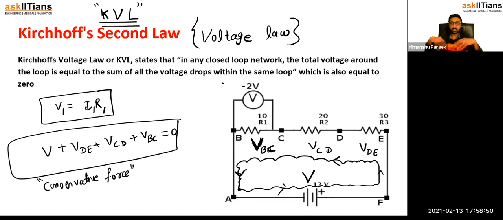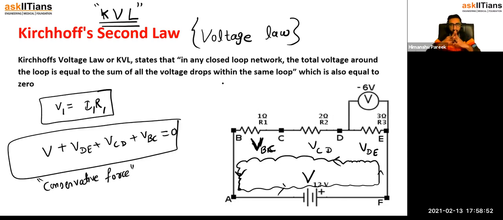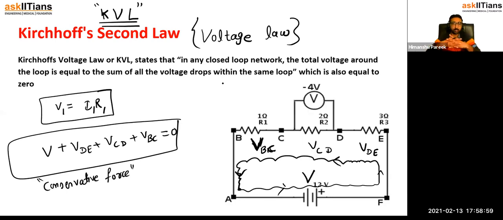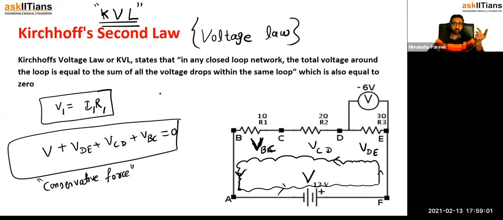It means energy cannot be dissipated. Whatever work you do in going, you will gain the same while coming back. Okay. So that's why it is in accordance with the conservation of energy. That's very important.